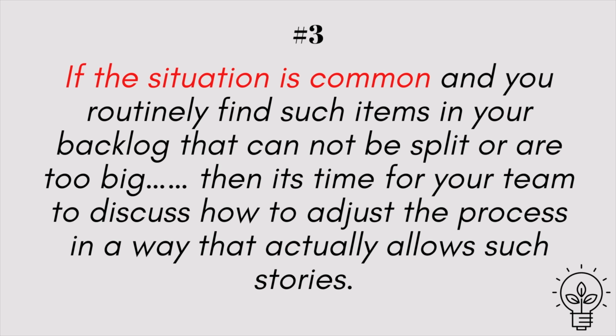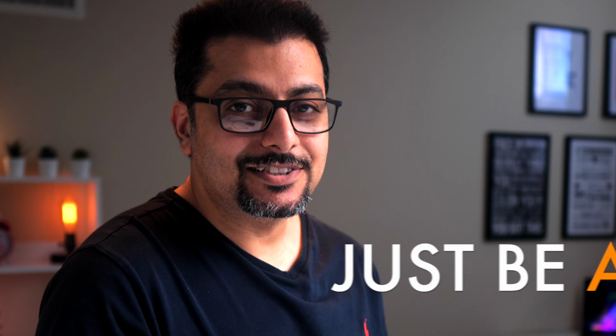And third, if a situation is common and you routinely find such items in your backlog that cannot be split or are too big, then it's time for your team to discuss how to adjust the process in a way that actually allows such user stories. For example, trying to use Kanban where you give up iterations completely. To summarize it all, just be agile. In the next video, we will learn about story maps and how we can use them to identify dependencies.